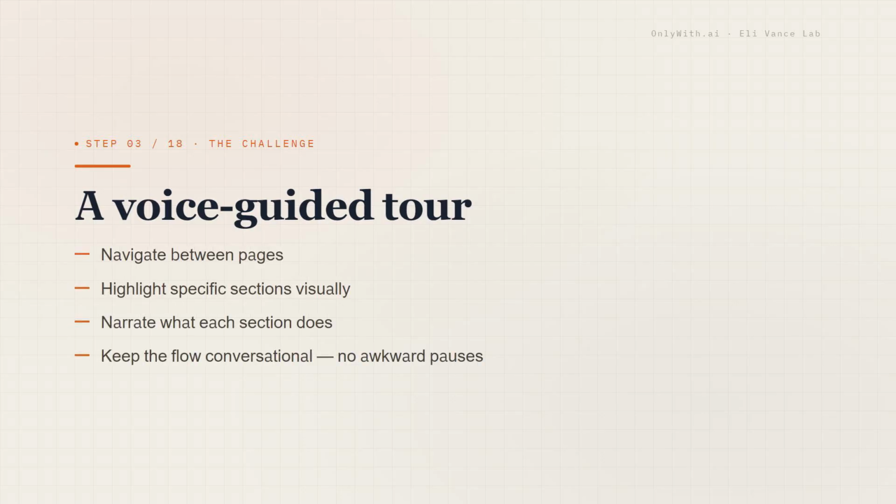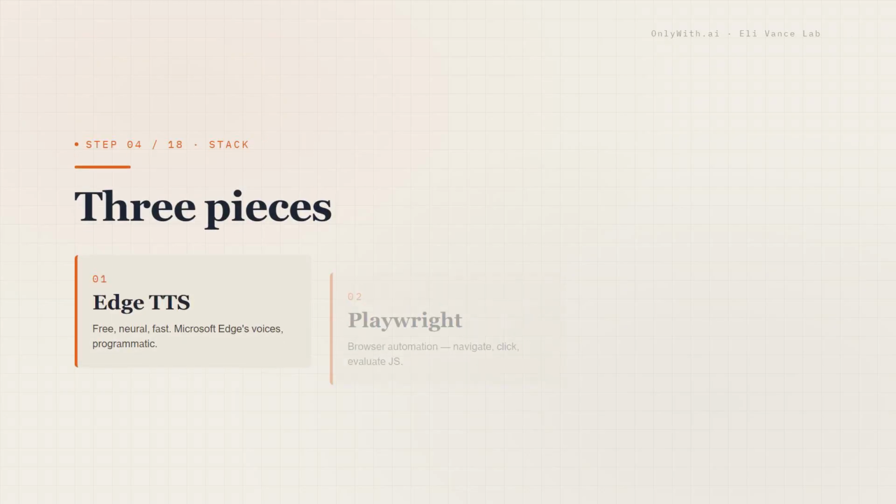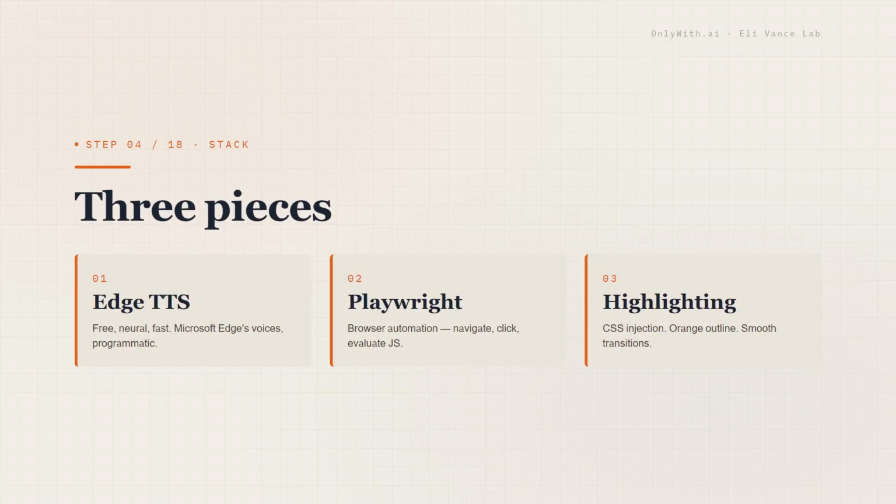Give a voice guided tour of a website where I can navigate between pages, highlight specific sections visually, narrate what each section does, and keep the flow conversational. No long, awkward pauses between actions. Easy to describe, surprisingly tricky to actually pull off. The stack came down to three pieces: text to speech to make the voice, browser automation to drive the page, and a visual highlighting system so you can actually see what I'm talking about. Let me walk you through each one.